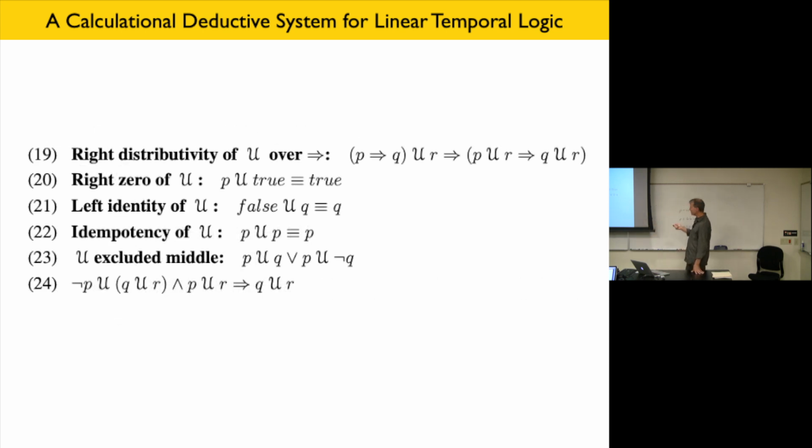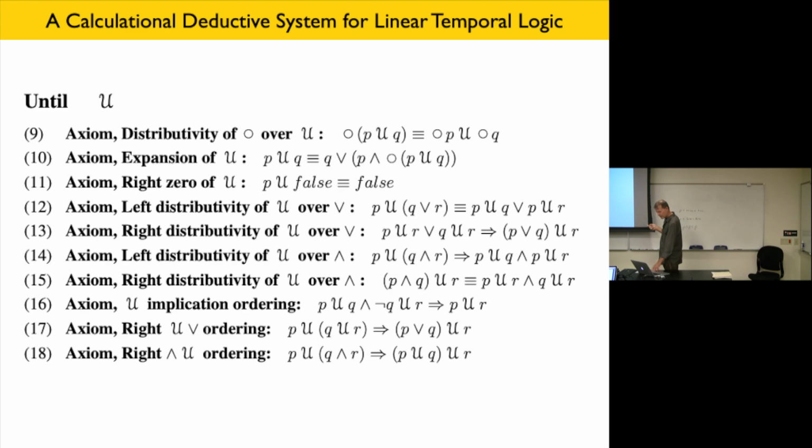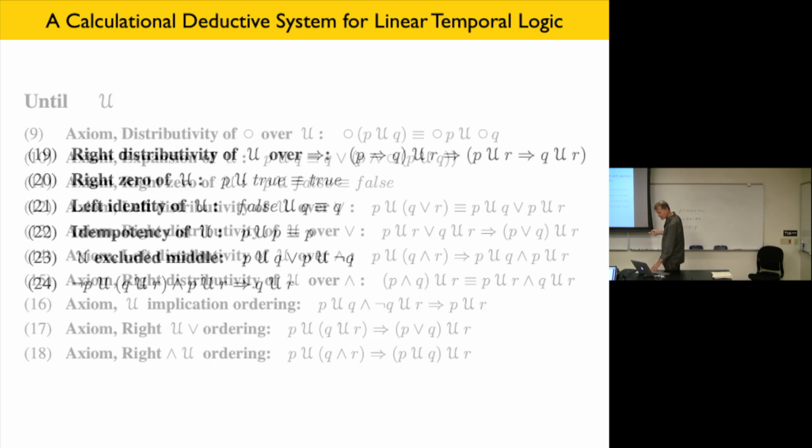And so here's the right zero of until. That's interesting. Wait, I thought we had another right zero of until. Let's go back here. What's going on here? Look. Here's the right zero of until. What is the right zero of until here? It's false. But look at this. Isn't this curious?